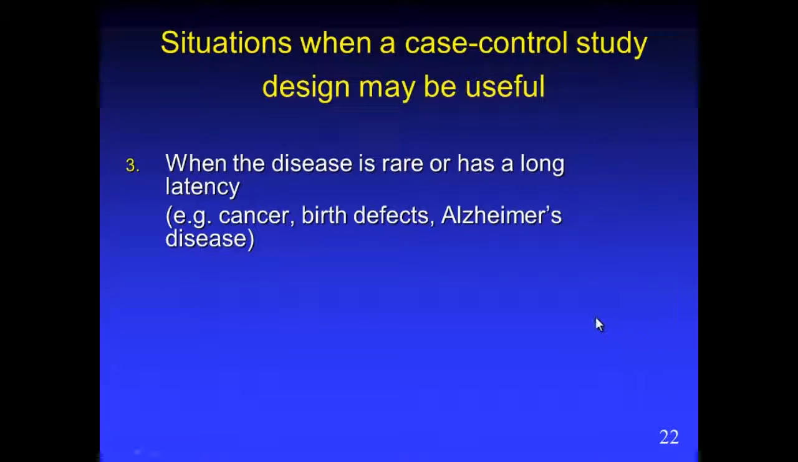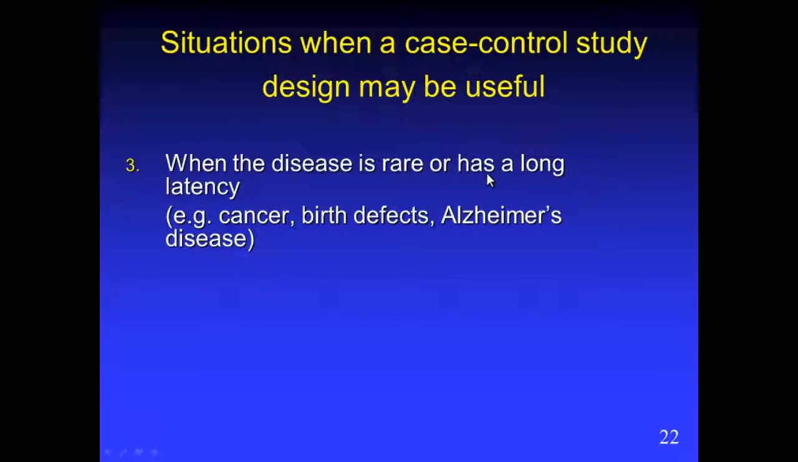The third situation that I want to talk about when a case control study design can be particularly useful is when we have a rare disease, and a rare disease might be cancer or birth defects or Alzheimer's or Parkinson's, anything like that. There's no particular definition of rare. Some people would say it's anything less than 5% in the population. Some people might use a smaller number.